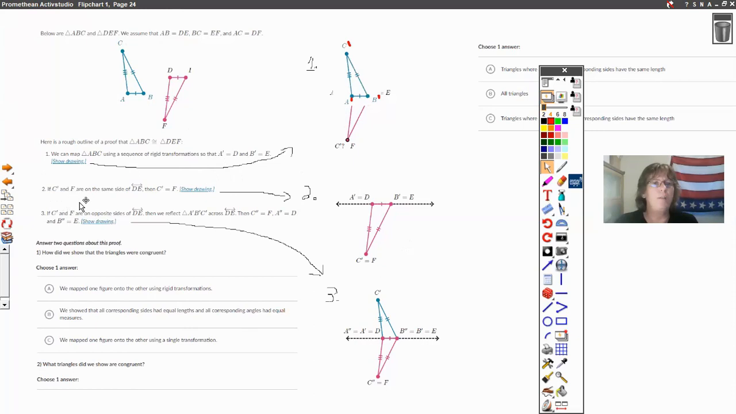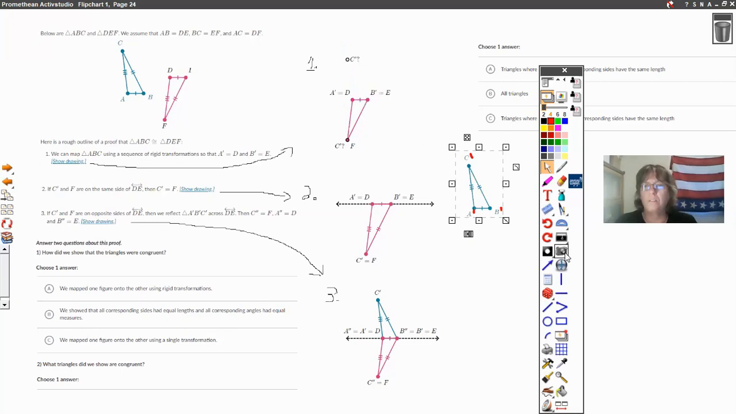And then if C prime and F are on the same side of DE, so they're saying if these two are on the same side, then C prime would be equal to F, okay? And that's what they're trying to figure out. And then if we reflect ABC across DE, then C double prime is equal to F and A double prime is equal to D. So that's basically all they're saying here is, look, if I now just took this and I reflected it, okay?